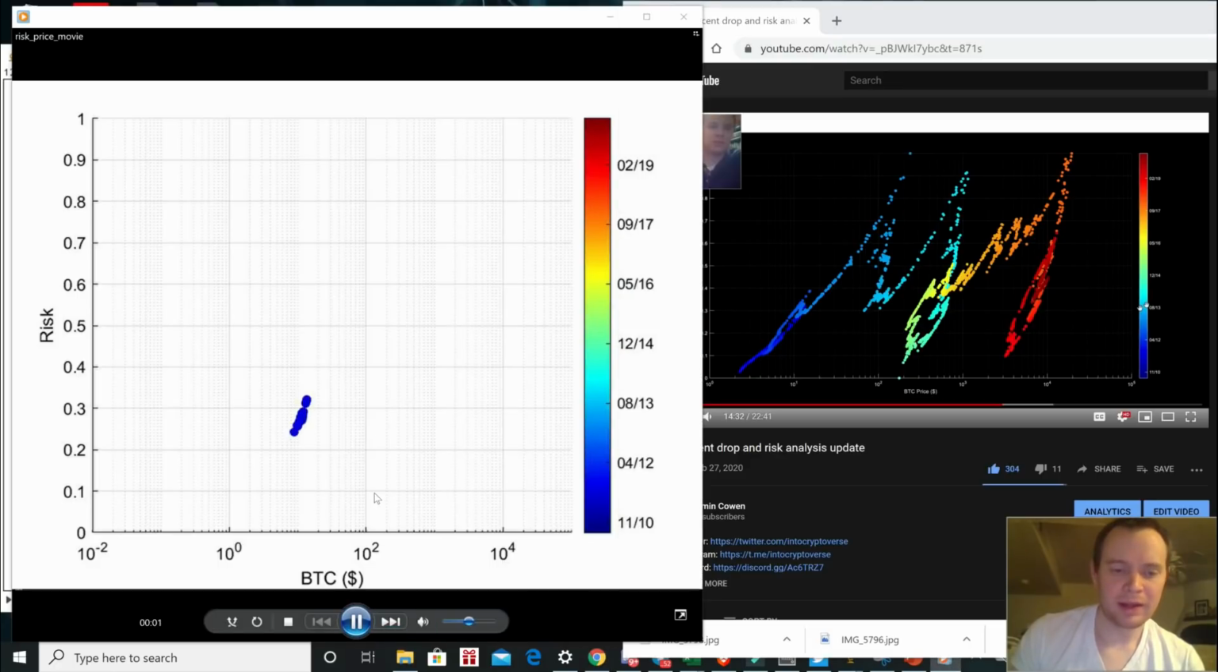So I'm going to hit play. Each data point represents a single day. And as we print more data, we're moving forward in time from fairly early on out to present day, and we're doing this so that we can get an idea of how the cycles operate with respect to the price and the risk metric that I made.